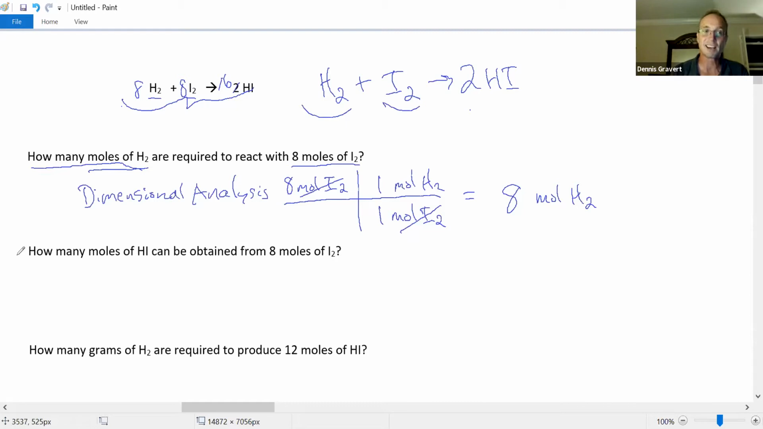Let's try it again down here. How many moles of HI can be obtained from 8 moles of I2? Well, one way is to reason it out. The chemical equation, the recipe, says if you have 1 of these I2s, you get 2, twice as many HIs. So if you start with 8 of I2, you should get twice as many, or 16 moles of HI.